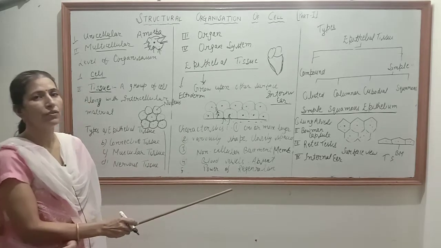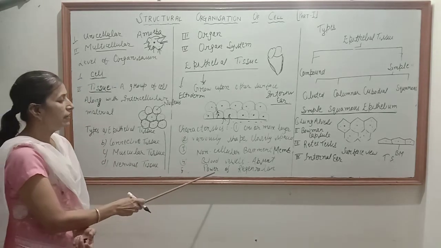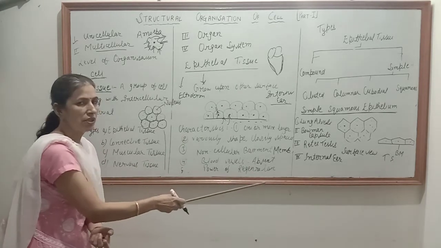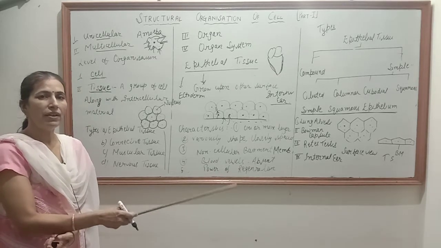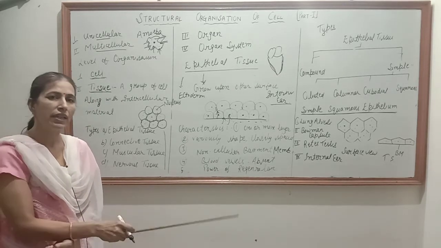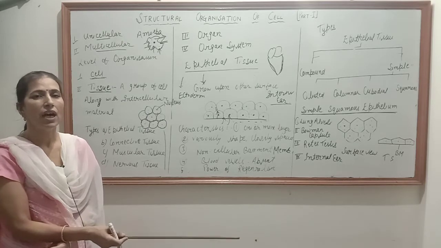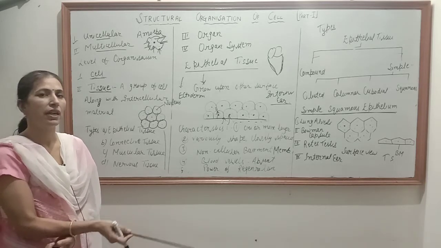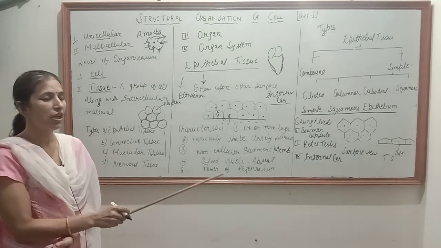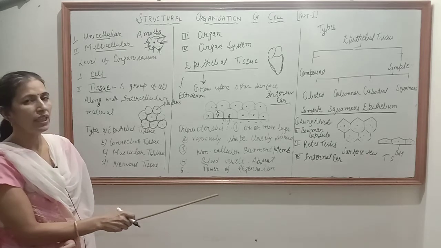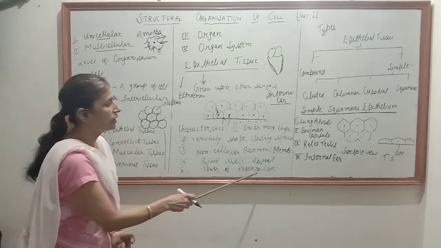One more feature of epithelial tissue is that it has the power of regeneration, that is, if the skin is shed off, it comes out again. In the winter, our skin mostly sheds off and it appears again. So this is the only tissue in our body which has the power of regeneration.